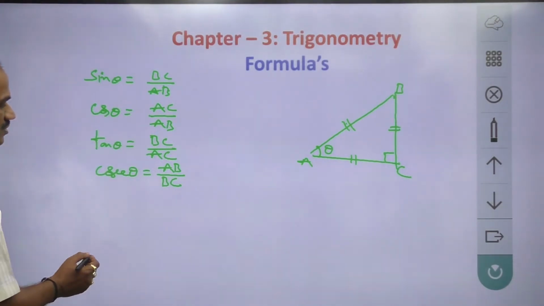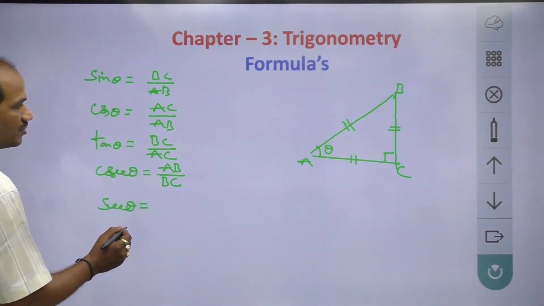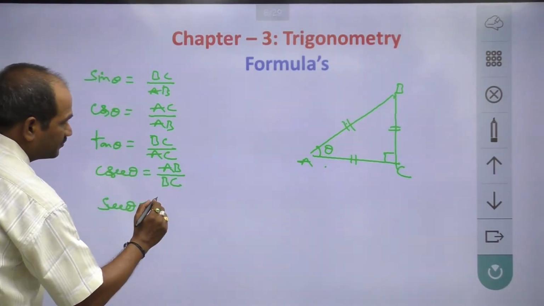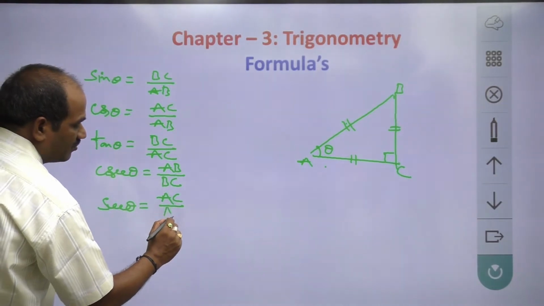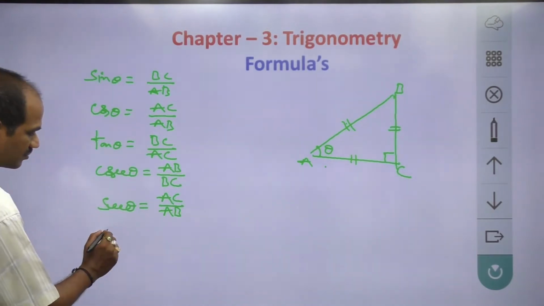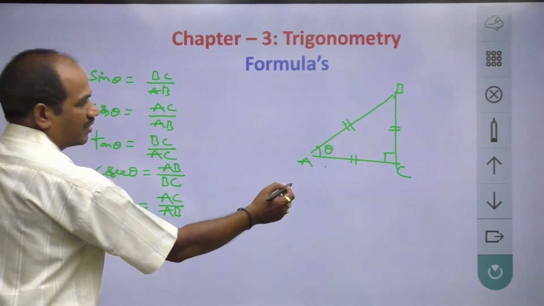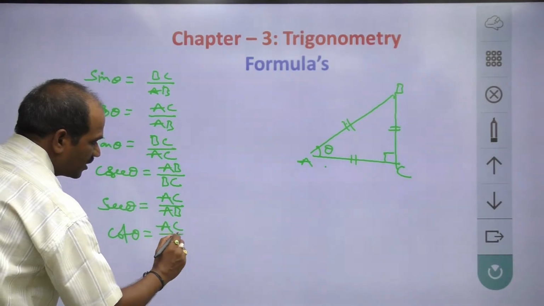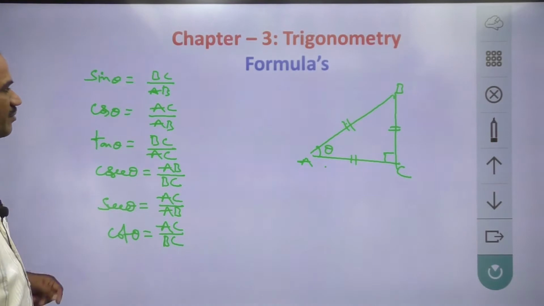Next, secant theta is equal to hypotenuse by adjacent side, that is AB by AC. Next, cot theta is equal to adjacent side by opposite side. Adjacent side is AC, so that is AC by BC. These are trigonometric ratios.